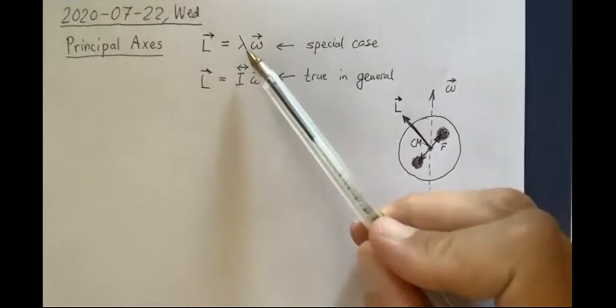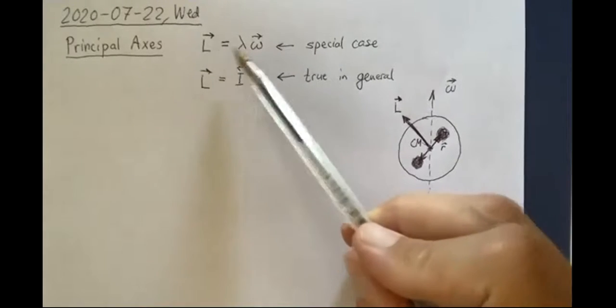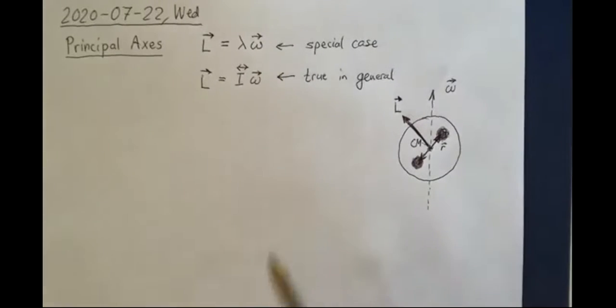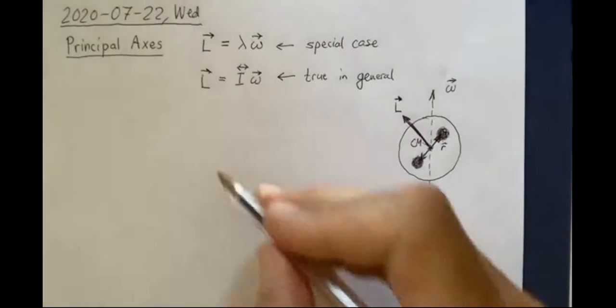Now we're looking for special cases where this angular momentum vector is just a number times omega. That is the statement that it is parallel to omega. Okay, so we wrote that out last time. Yeah, we had to introduce the 3x3 identity matrix.